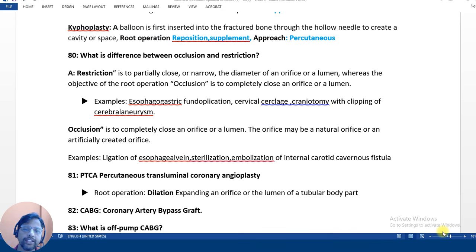What is the difference between occlusion and restriction? Occlusion is completely closing an orifice or lumen. Examples for occlusion are ligation of esophageal vein, sterilization, embolization of internal carotid cavernous fistula. What is restriction? Restriction means partially closing or narrowing.